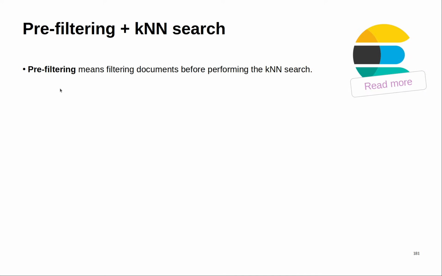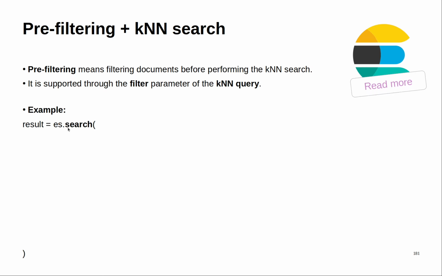Pre-filtering means you filter documents before doing a kNN search. You can do this using the filter parameter in your kNN query. Let's look at an example to make it clear.